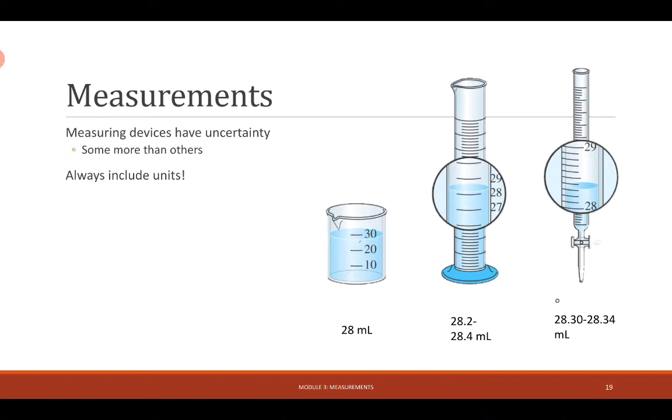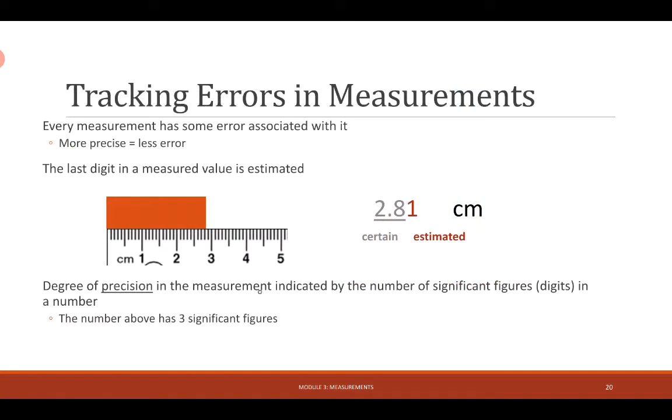So we need to be able to record our measurements in a way that reflects how precise our instrument was, so that other people know how well that number is actually known. The beaker is far less precise than the burette, and so a measurement made in a burette would have more significant figures than something recorded in a beaker. We need to convey to other people how precise our measurements were, and so the level of precision in your measurement should always reflect your instrument.